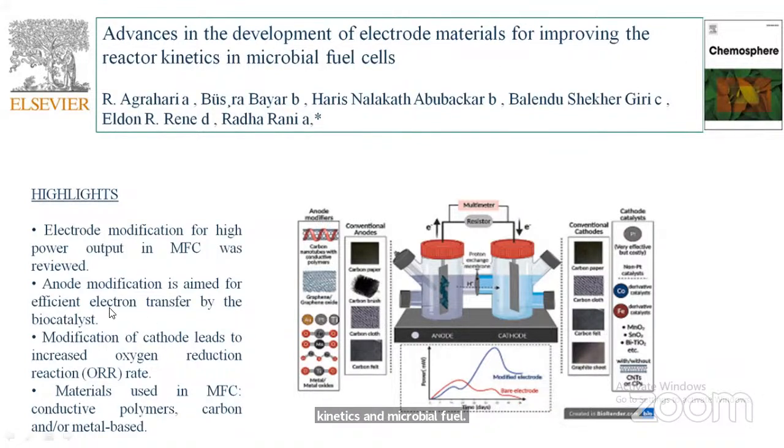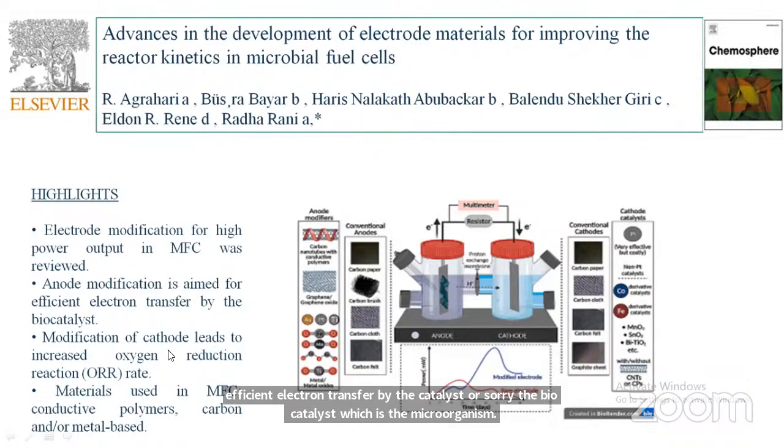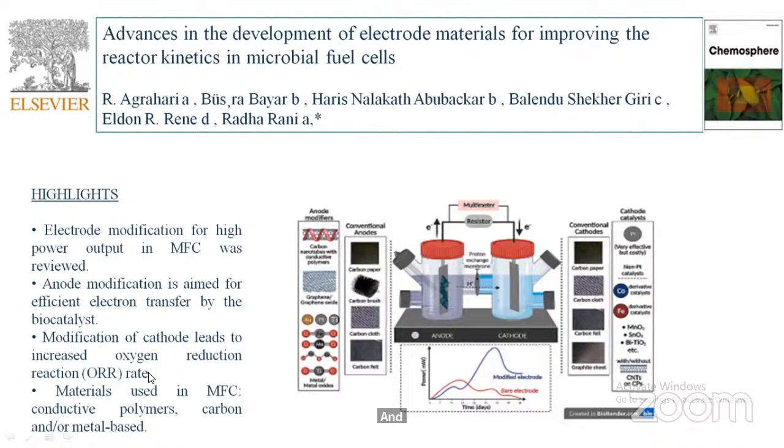So as we have discussed, anode modification is largely aimed at efficient electron transfer by the biocatalyst, which is the microorganism. And modification of the cathode leads to an increased oxidation reduction reaction rate. Largely, the materials which have been efficiently used and given good results include conductive polymers, carbon, and metal-based materials or metal-based nanocomposites.